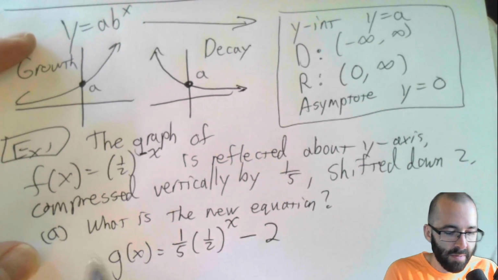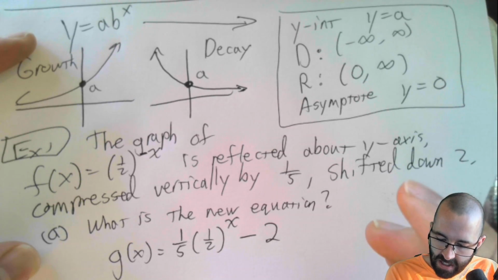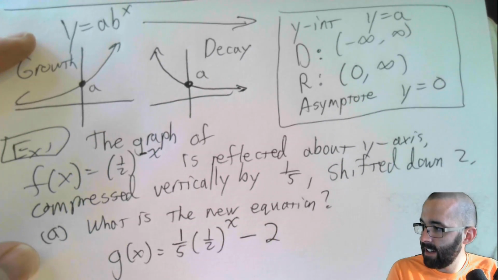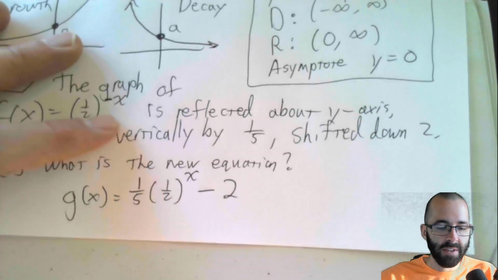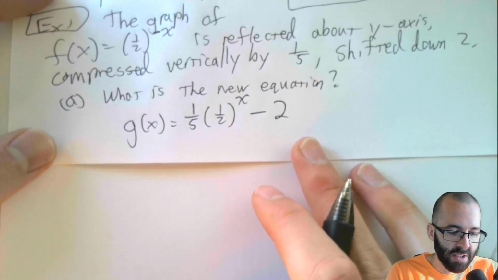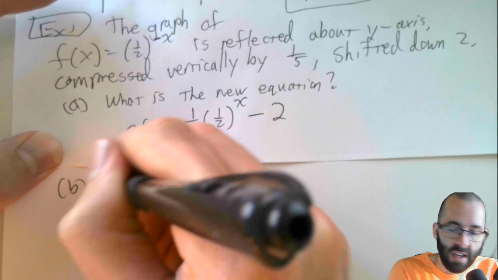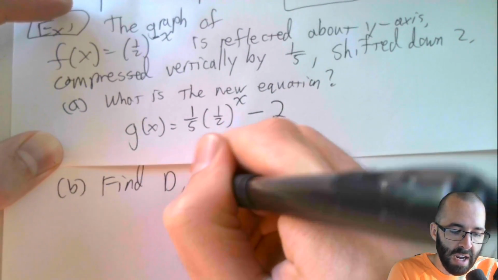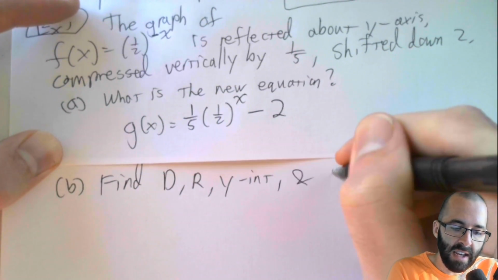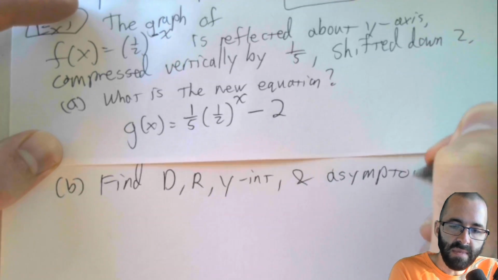Part B is going to be, can I fit this? I cannot fit this on the page, but what I can do is get a new page and do some modern problem solving. Now I'm going to ask you a part B. Find the domain, the range, the y-intercept, and the asymptote. And we'll see if we're right.